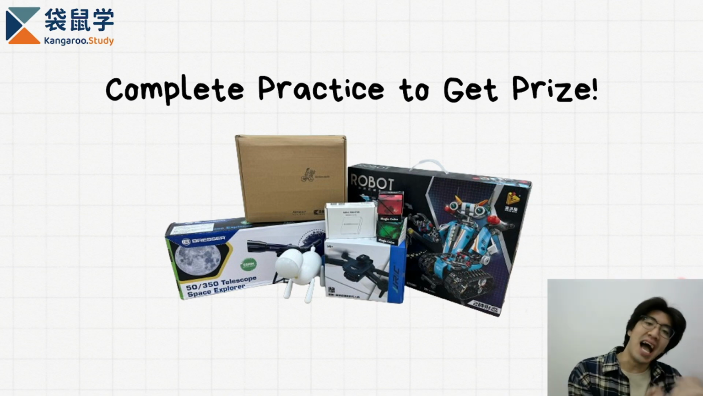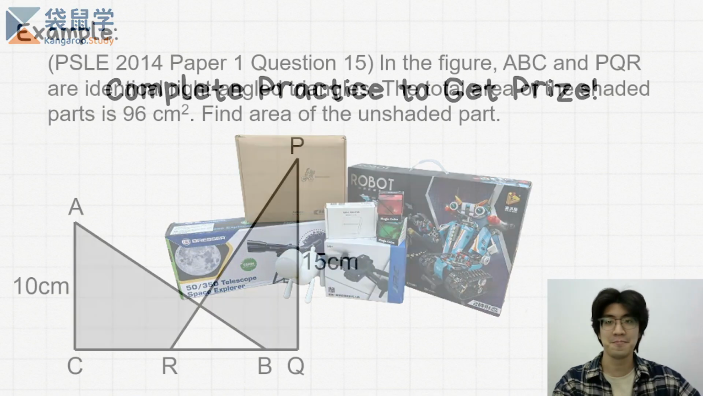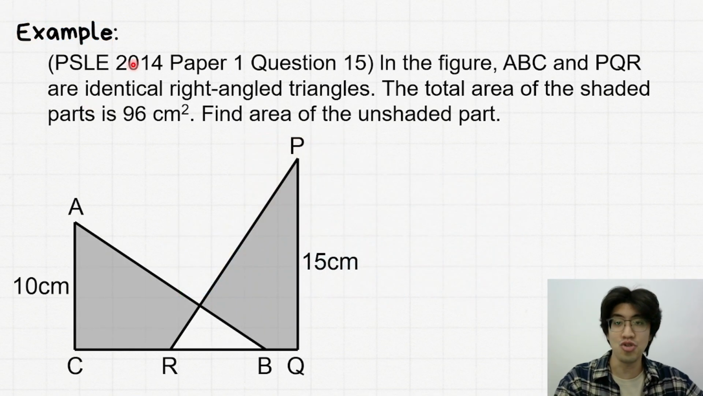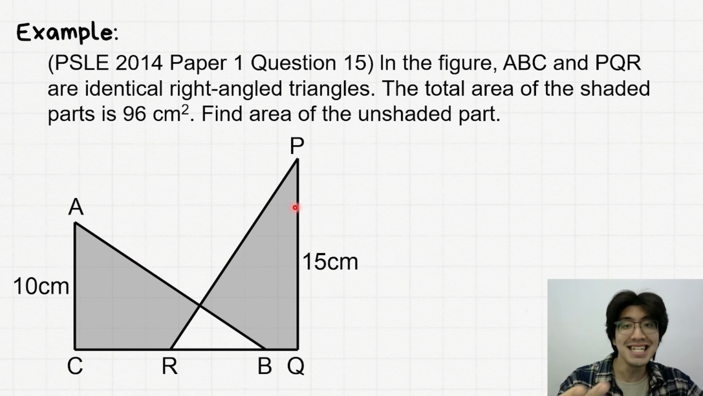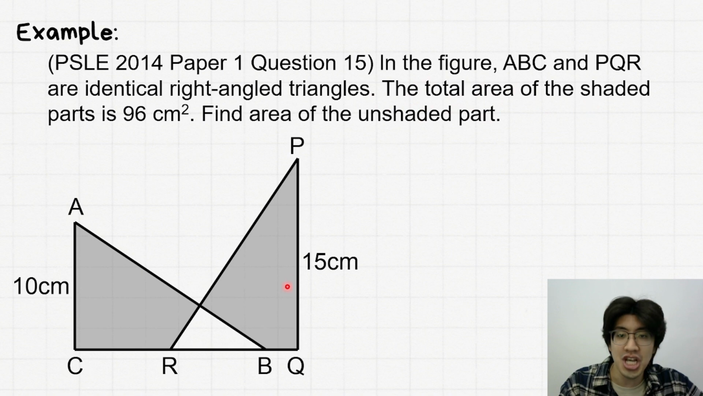Now let's just dive right into our example of today. Now this is PSLE 2014, paper 1, question 15. In the figure, ABC and PQR are identical right-angle triangles. Now the total area of the shaded part is 96. And we have to find the area of the unshaded part.